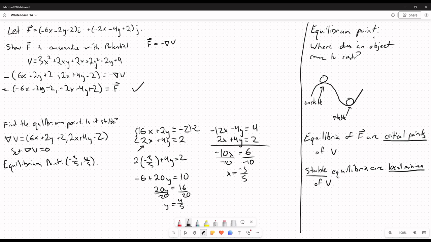Now, if I want to show that this is a stable equilibrium, I need to show this is a minimum of v. So if we want to do that, we're going to need to calculate the Hessian of v, I should say. Definitely want it to be v because, as we said, if we use f, we're doing a couple things wrong. And we're going to look at the sequence of principal minors.